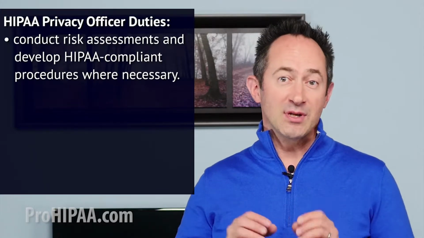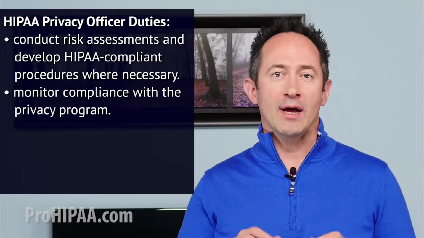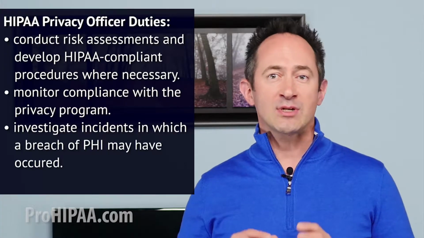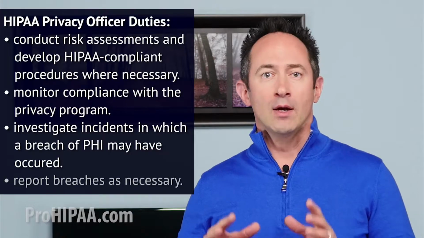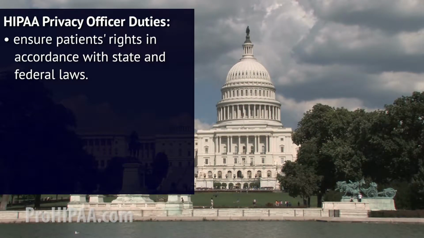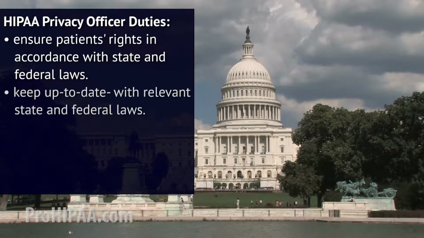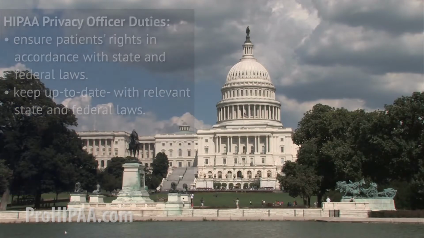A HIPAA privacy officer will have to monitor compliance with the privacy program, investigate incidents in which a breach of PHI may have occurred, report breaches as necessary, and ensure patients' rights in accordance with state and federal laws. In order to fulfill the duties of a HIPAA privacy officer, the appointed person will have to keep up to date with relevant state and federal laws.